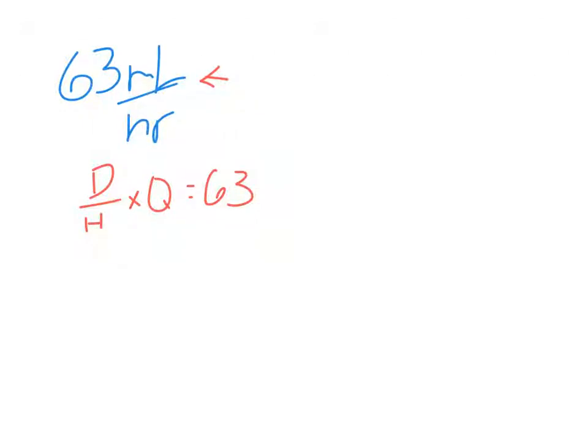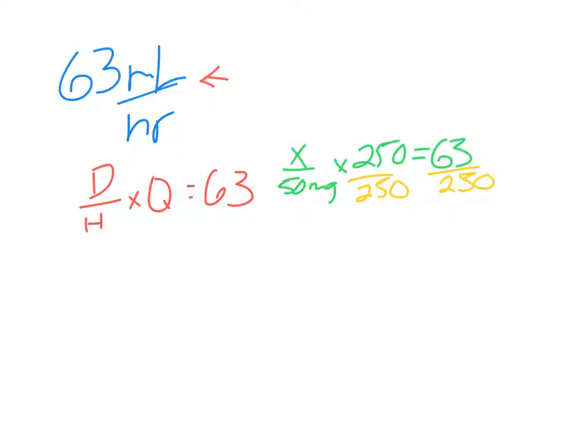You could say, okay, I know what H and Q are, because remember, that's how the medication is packaged: 50 milligrams per 250 milliliters. So X over 50 times 250 is equal to 63. Again, I'm just going backwards from what we just did. Just like we know how to solve for X, I'm going to divide both sides by 250, because I'm doing the opposite of what's being done first.